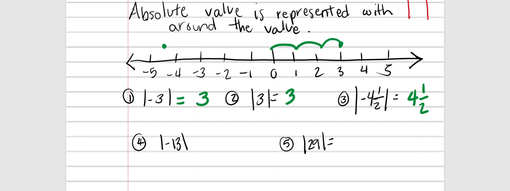Go ahead and try the next two problems. Make sure you pause the video. The absolute value of -13 is just 13, and the absolute value of 29 is 29.